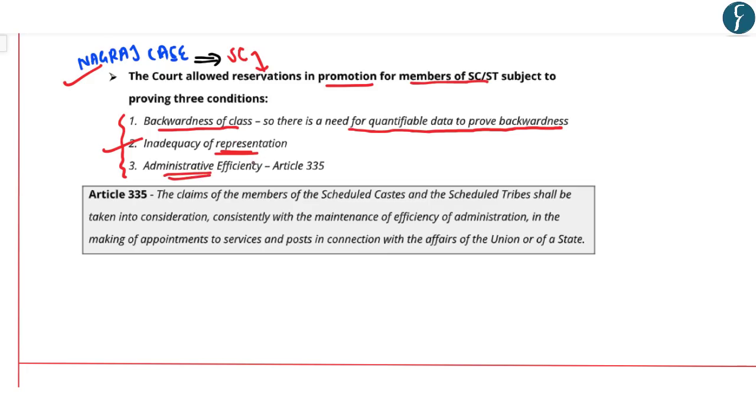Now this particular administrative efficiency has been covered in Article 335 of the Indian Constitution, which states that the claims of the members of scheduled castes and scheduled tribes shall be taken into consideration by keeping in mind the maintenance of efficiency of the administration. What this means is the reservation in promotion should not adversely affect the efficiency of the administration in India.